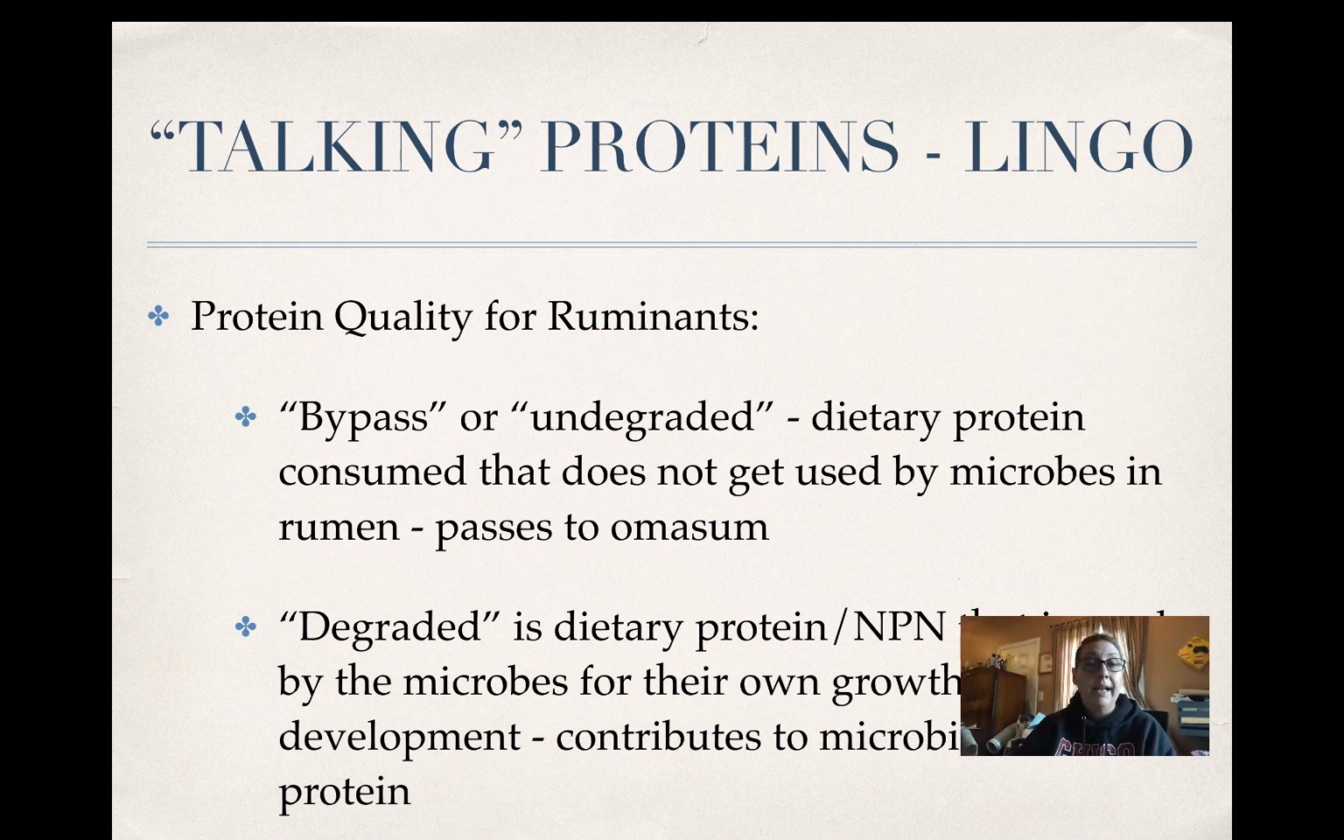Now, on the flip side, the other option is that it could be degraded. That's a dietary protein or non-protein nitrogen source in the rumen that is used by the microbes for their own growth and development, and that's going to contribute to what we call microbial cell protein down the road. So please remember that the undegraded and degraded definitions are only used in ruminants. Dairy cattle, beef cattle, starting to see it a little bit more in sheep nutrition, but mostly in the cattle species. They have different terms with beef cattle versus dairy cattle, but you will see the terms degraded and undegraded in both of those definitions.